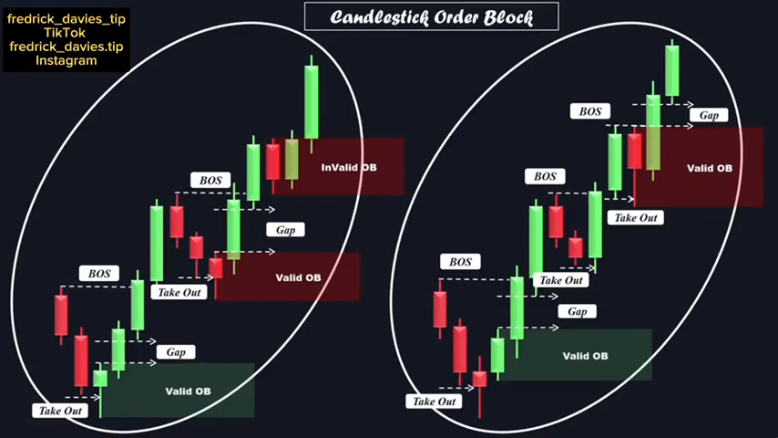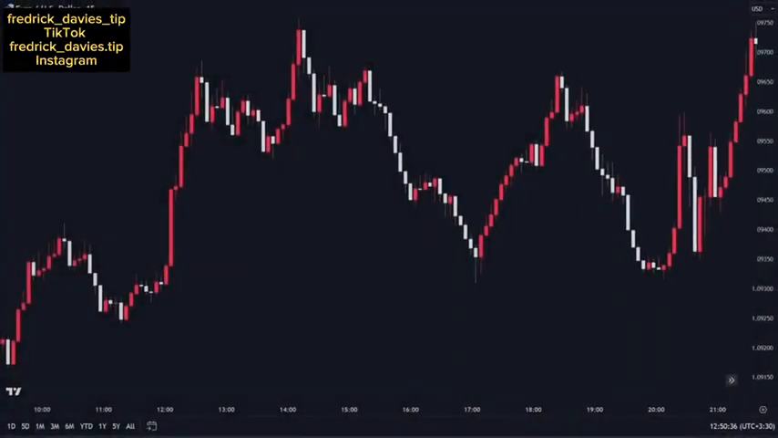Now let's proceed to the real chart and integrate all the concepts we've explored in this video. We'll examine how to effectively identify valid order blocks in the market. So here we have the Euro-Dollar 15-minute time frame chart on the screen. As you can see, the market's overall direction is in an uptrend.